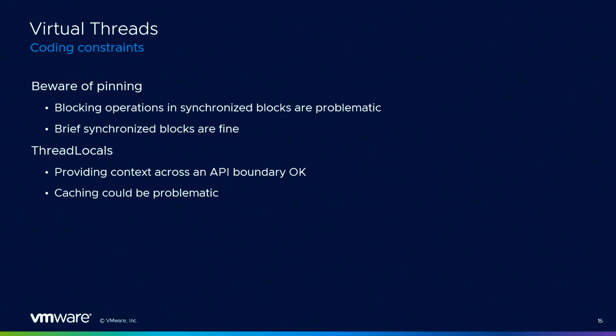The other one is thread locals. And again, it depends how you're using the thread local, whether or not it's going to be an issue. If you're using a thread local as a way of passing some sort of current context across an API that won't let you pass that context through the API itself, that's fine. Virtual threads aren't going to have a problem with that. However, if, like Tomcat, you're using them as a form of thread-safe cache, then that's potentially problematic.